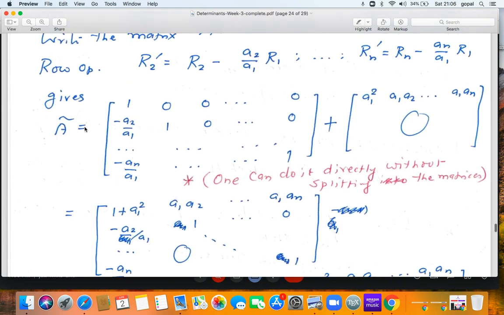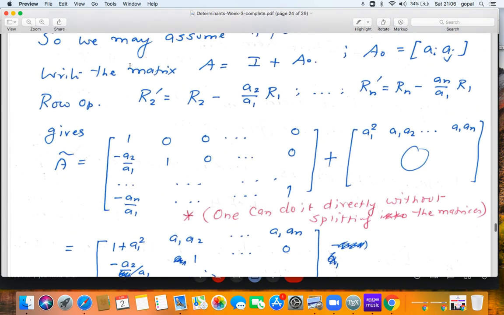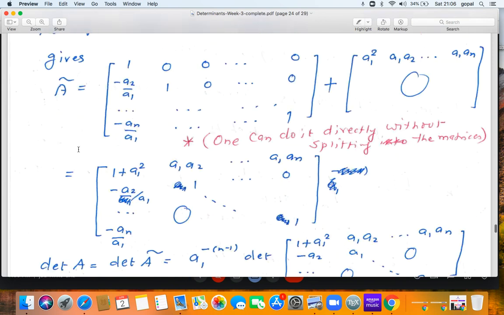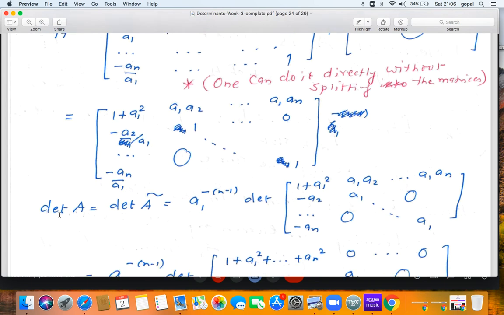So A tilde is obtained from A by this sequence of row operations of a very specific kind, subtracting from a given row a multiple of some other row. That does not change the value of the determinant. Remember? So the determinant of A tilde is going to be the same as the determinant of A. So determinant of A equals determinant of A tilde.